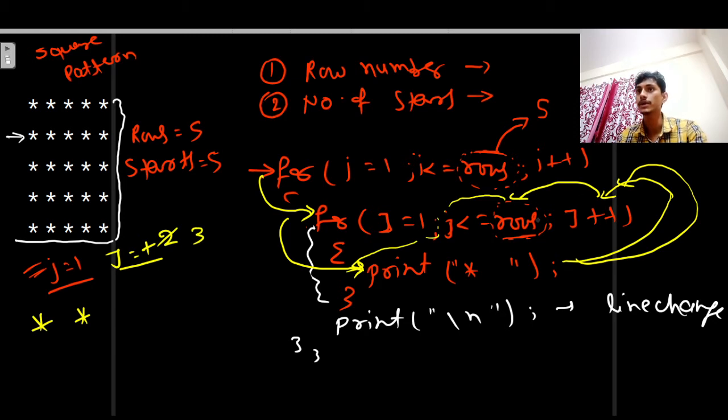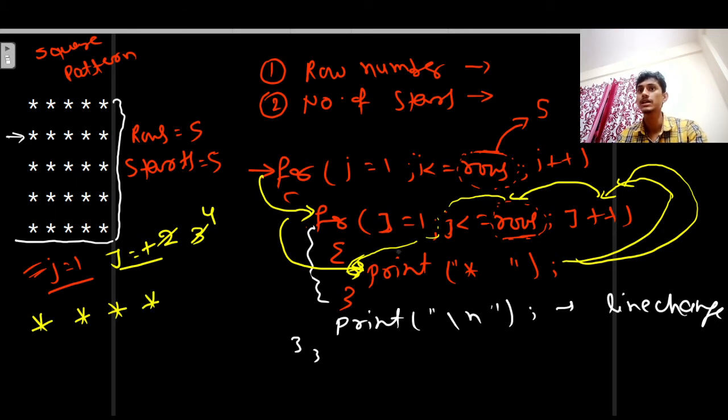Again the check will happen: j is less than or equal to 5. So again control will go to the print statement, and again one star will get printed. Then the same thing happens again. j will get incremented to 4, and the check will happen, so 4 is less than or equal to 5. So again one star will get printed.